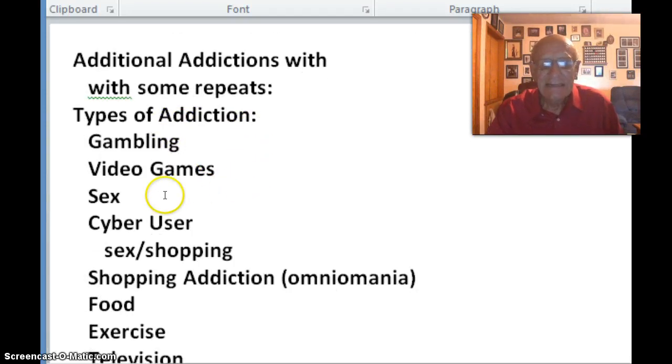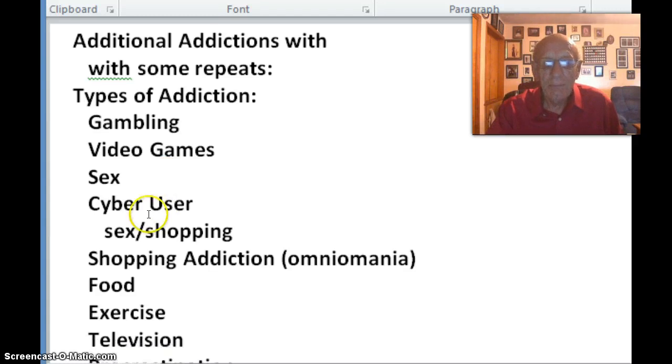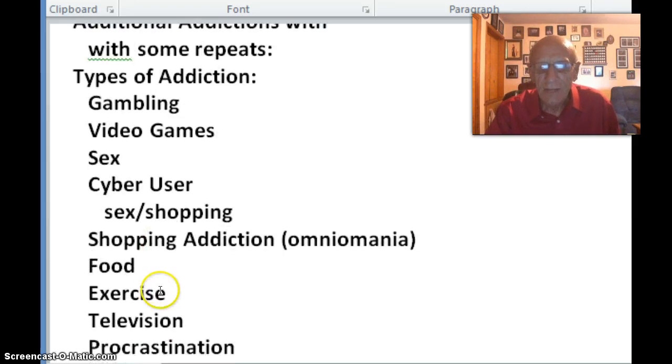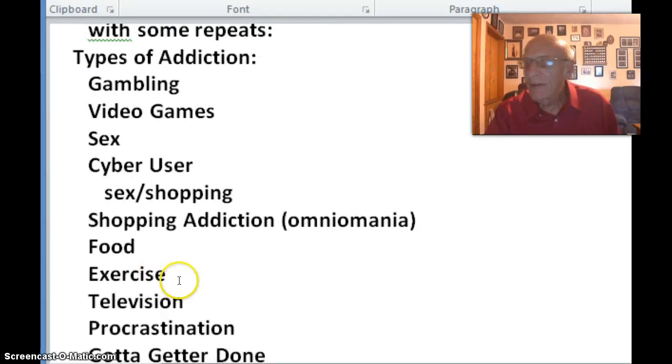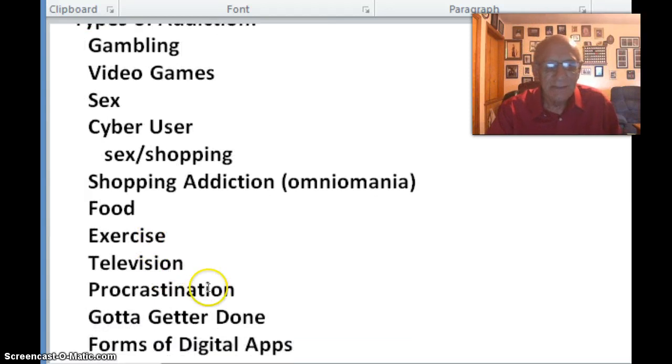Video games, sex, Tiger Woods, cyber use, sex and shopping. I know individuals that were concerned because their spouse, after everyone had gone to bed, would get up, get on the computer and do cyber sex. And some would cyber shop. Now, we have a shopping addiction where individuals just like to shop. We have food addiction. We have exercise addictions, television, procrastination. Put it off. That's an addiction.